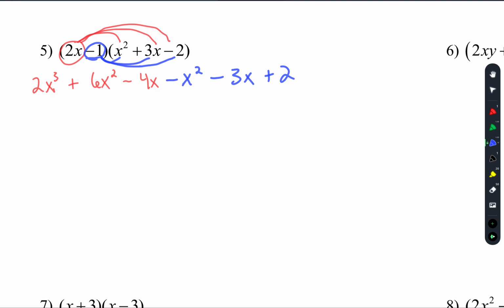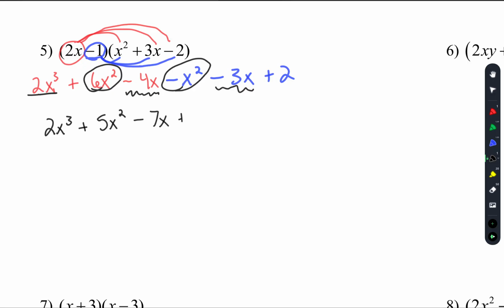And then now you're going to combine the stuff that's the same. So the cubic guy doesn't have anything, so we're just going to write them over. But then we've got squareds we can put together. Right? So we have 6 and then a negative 1. Now we're adding them, so we're not changing exponents. We're just going to add them and get 5x squared. It's like figuring out how many of them you have. And then you have negative 4x, negative 3x, so minus 7x, and then plus 2. So that one, you're going to have to combine 2 sets of like terms.